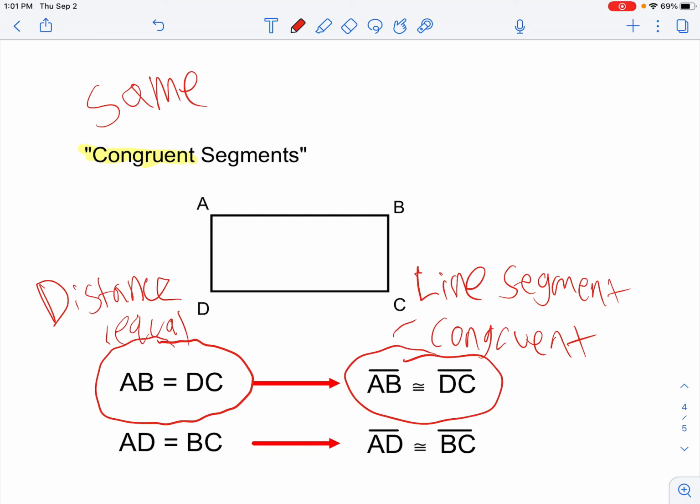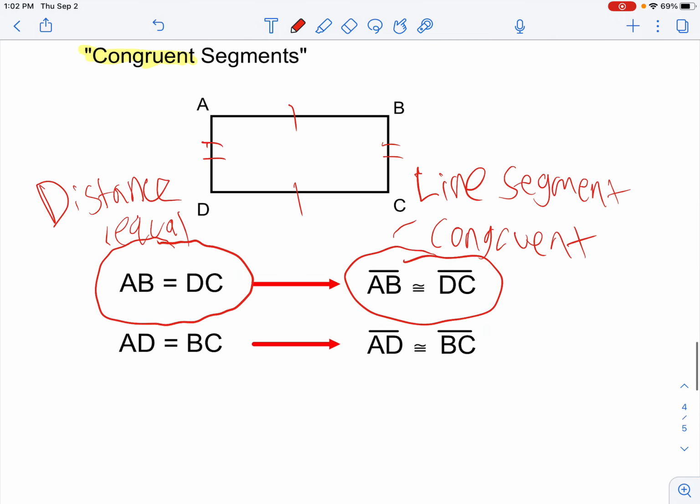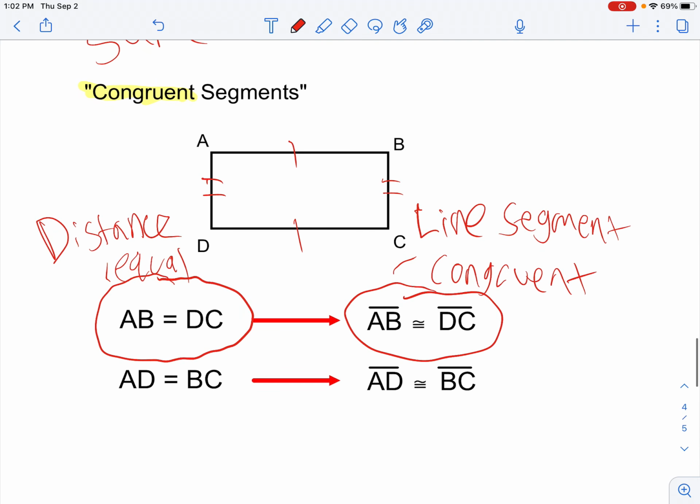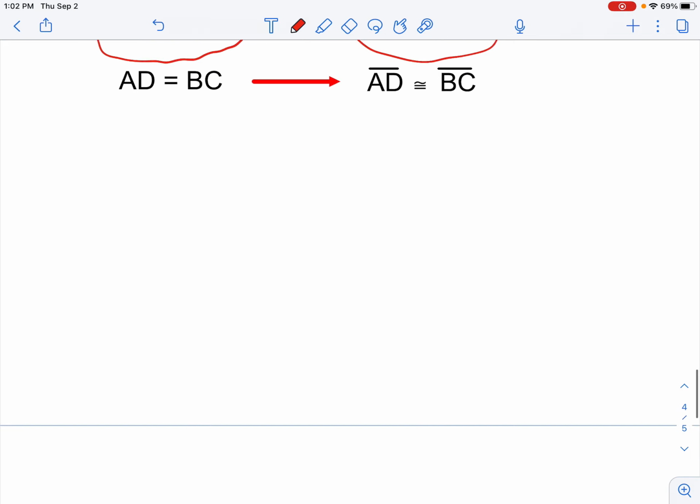And so we can show that they're congruent by putting a congruent mark. I can put a dash and say AB is congruent to DC. If I wanted to do that with AD, I can't use just one because that would mean they're all the same. So I can use two dashes to show AD is congruent to BC. So these congruent symbols can give us information about the problem. Distances are equal, shapes are congruent.